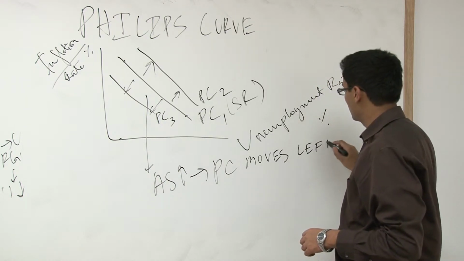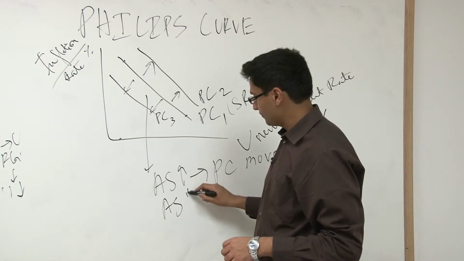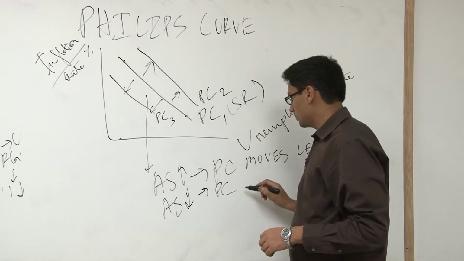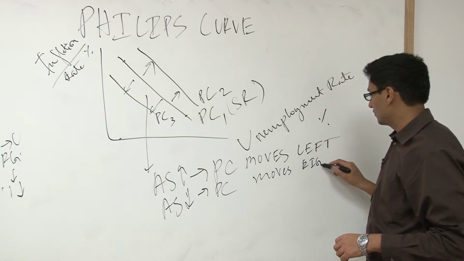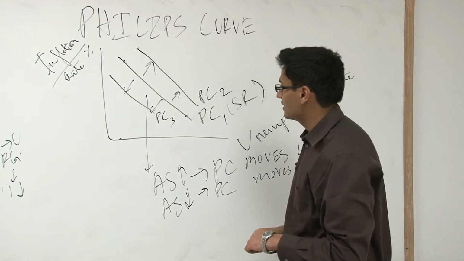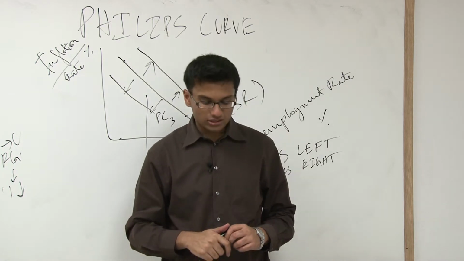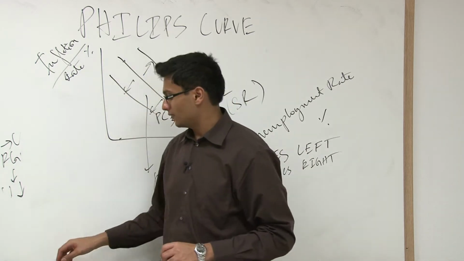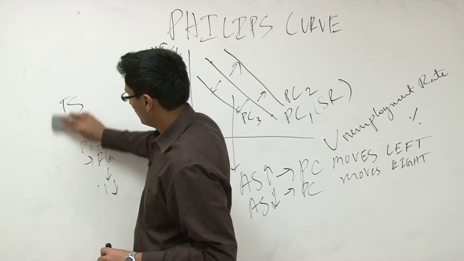If AS is decreasing, the Phillips curve, in the short run, guys, moves to the right. Okay, so that's something that you guys probably want to know. All right, so that being said, let's talk about the long run Phillips curve. I'll move to my right over here. Now we can talk about the Phillips curve.